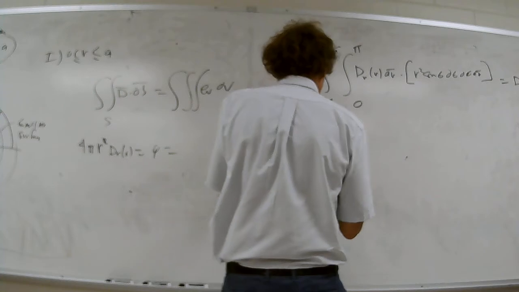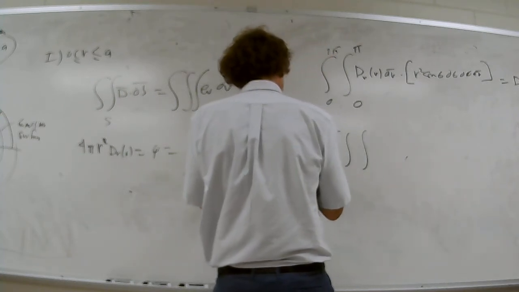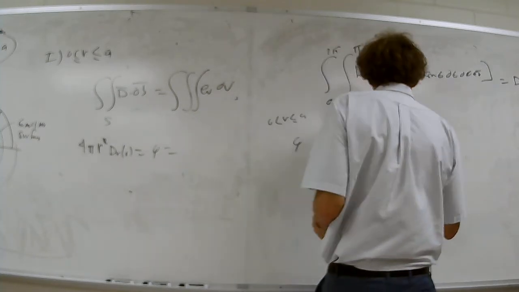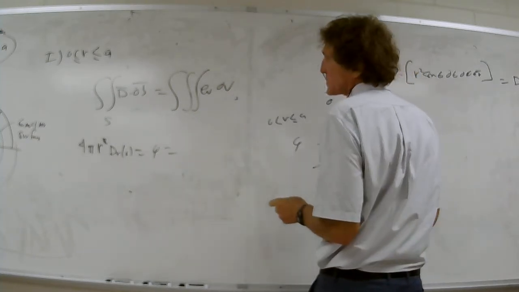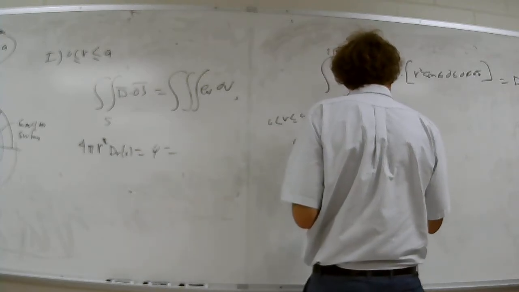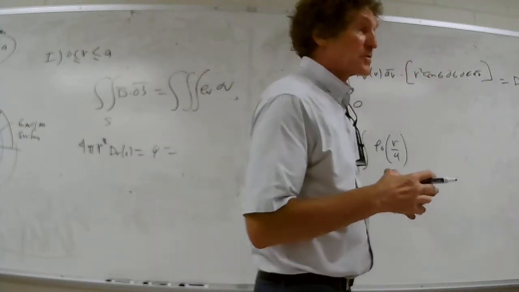And if we do this, we have a triple integral. This would be Q, and this is for, again, r less than or equal to a, with a greater than 0. The triple integrals start with the density, which is rho 0 r over a. And then it's the differential surface, or differential volume.